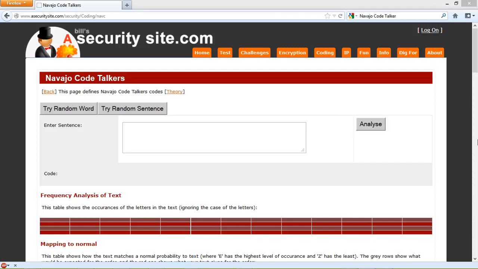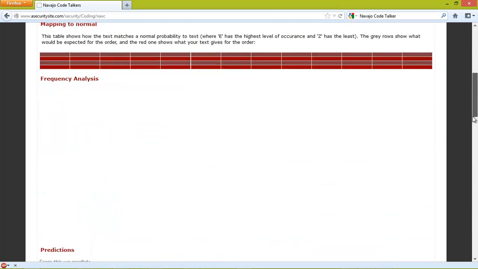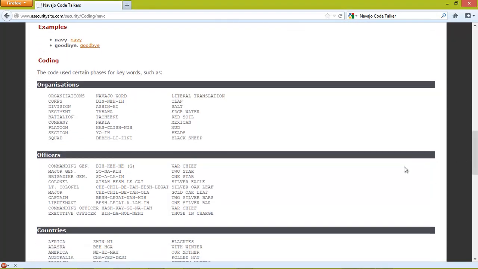And really, the code is based on their language, where certain words, such as related to organizations, officers, or countries, were translated into a literal format. So in this case, Major General was a two-star general, and then that was then translated into an equivalent Navajo word.